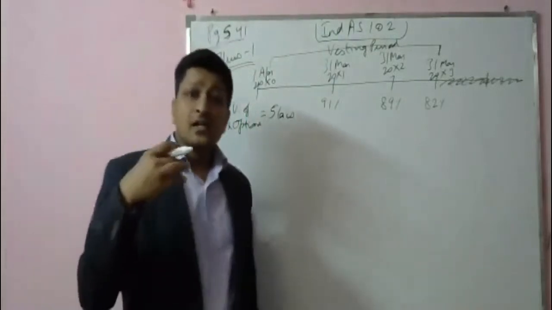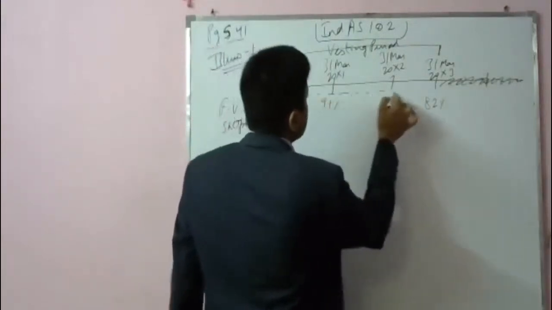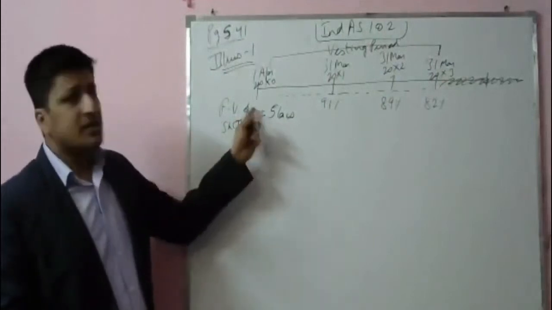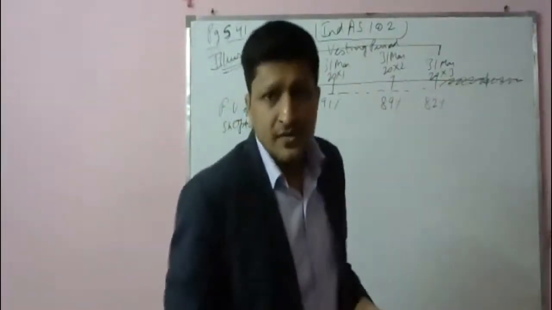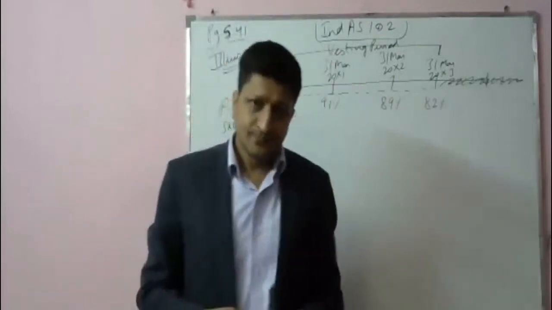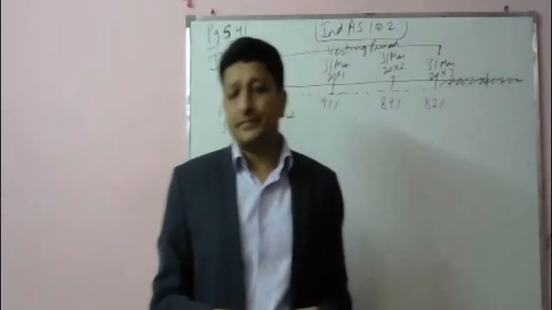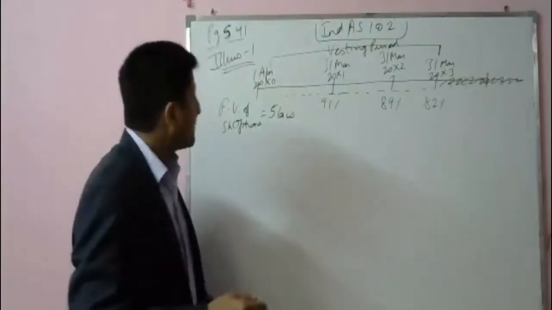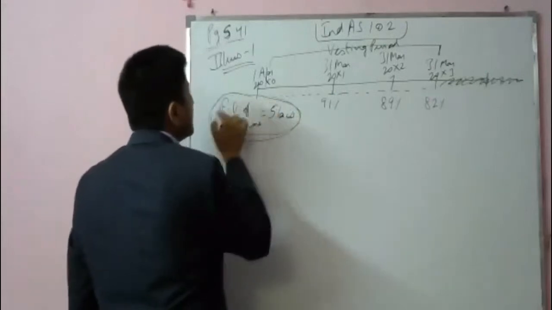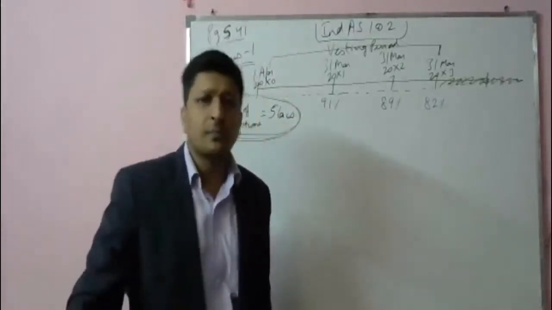Now, when are the services received? Over this period, services are received. And when did the company start receiving services? On this date, the company started receiving services. Now, in this case, what is the cost to the company? For this plan, what is the cost to the company? Cost to the company is the fair value of the stock options. In the exam, this fair value of stock options will be available to you. You will not be required to compute this fair value.